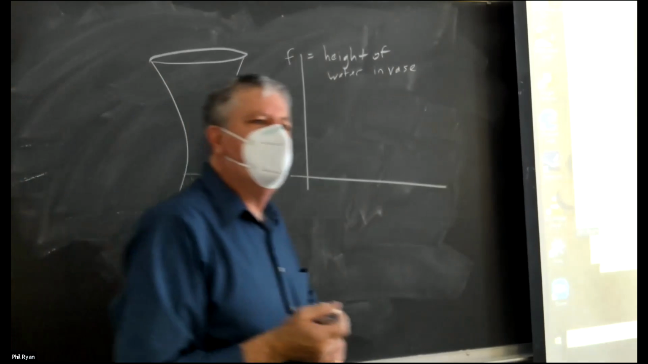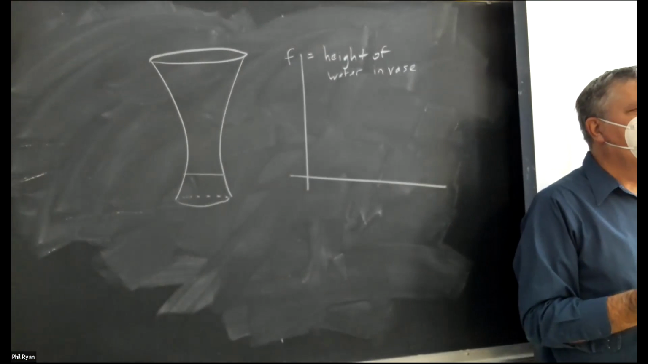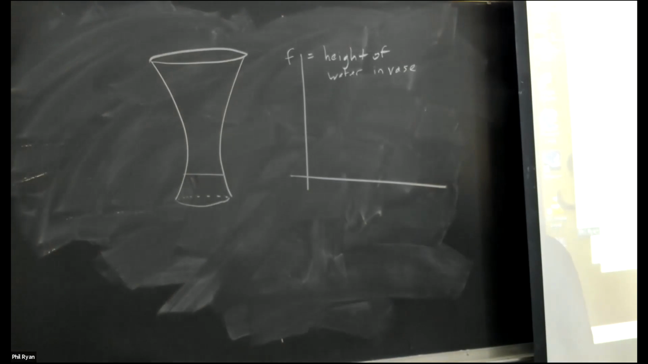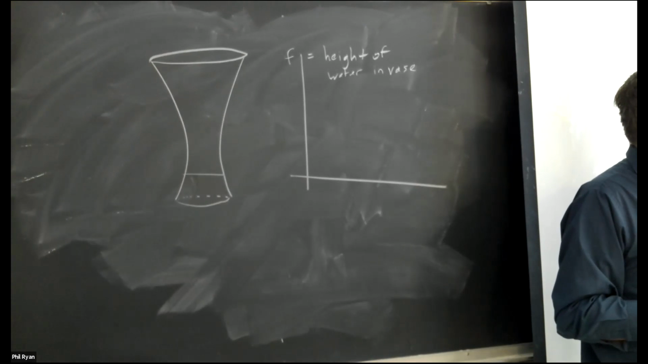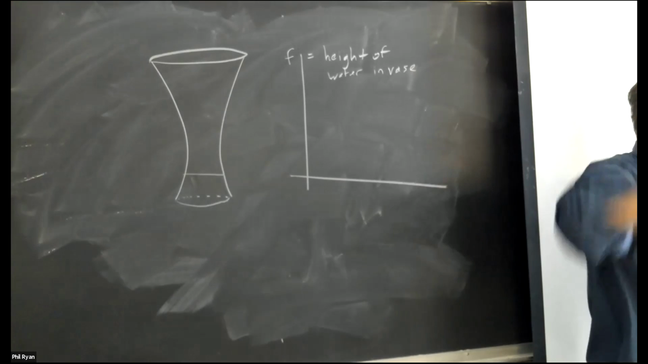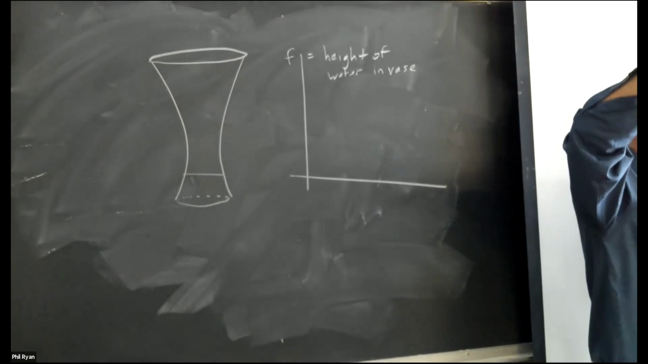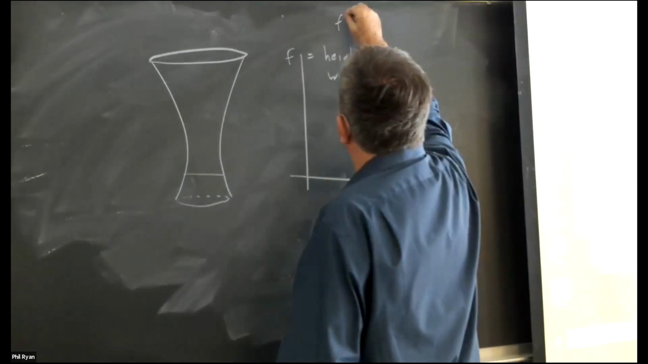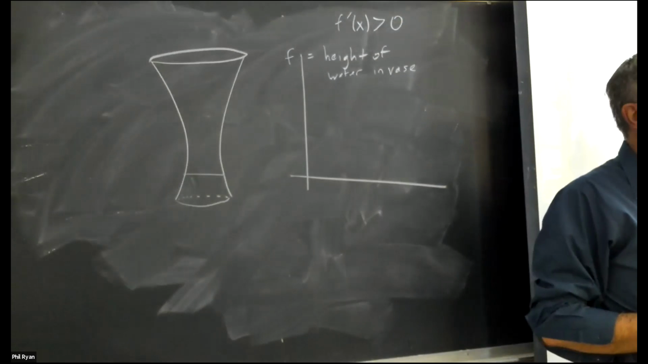Okay, so what kind of function is f going to be? So when I say that, I'm always asking two questions. I'm asking about the first derivative and I'm asking about the second derivative. So what can you tell me about the first derivative of f? I'm filling it up constantly. Positive. It's positive, right? Because the water level is always going to be increasing. So that means the first derivative is always going to be positive.